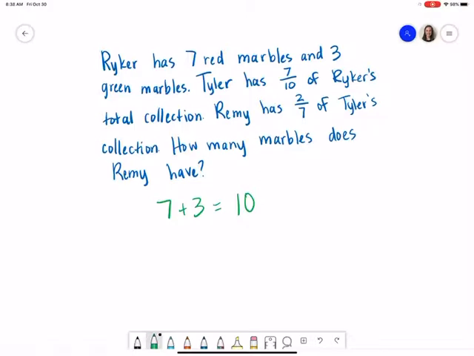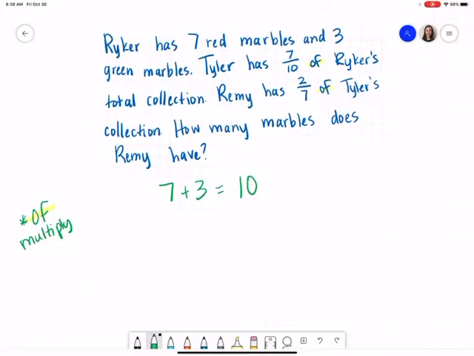Okay, so when we see this word of, it is a key word that needs to stand out on the page for us. So if you had a highlighter, I would have you highlight the word of. Of is going to mean multiply. Okay, so when you see that word of, think multiply. So Tyler has 7/10 of Riker's total collection. Okay, well, we know his total collection is 10. And it has that keyword of, so we know we're going to be multiplying.